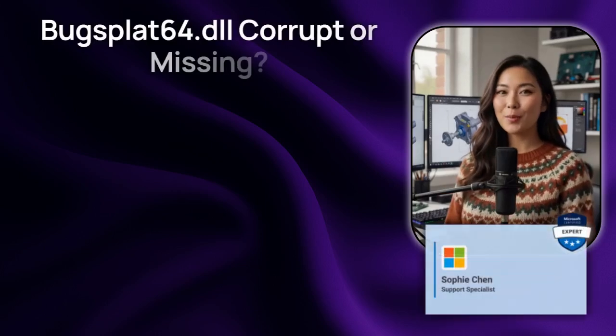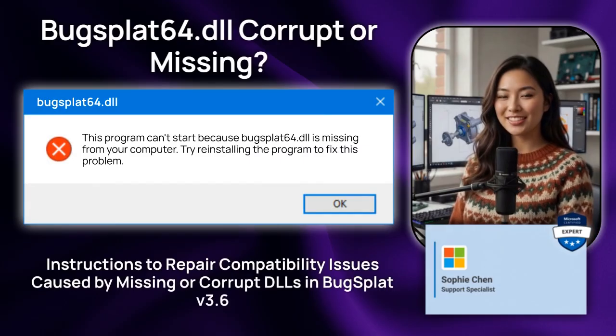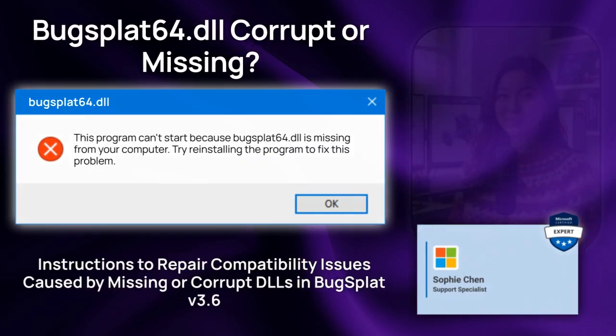System errors causing the Bugsplat64.dll crashes in your apps. I'm Sophie Chen, a senior Windows support engineer. Let's troubleshoot the gap and automate the repair.